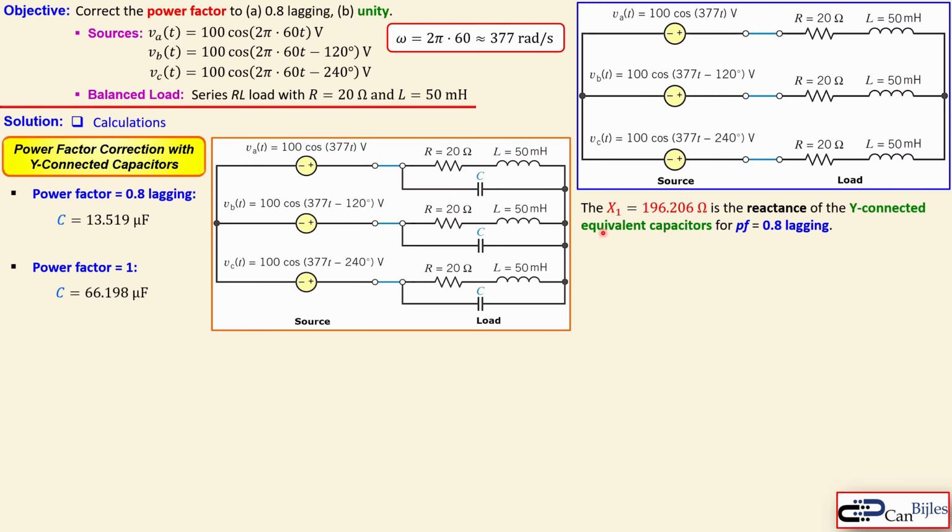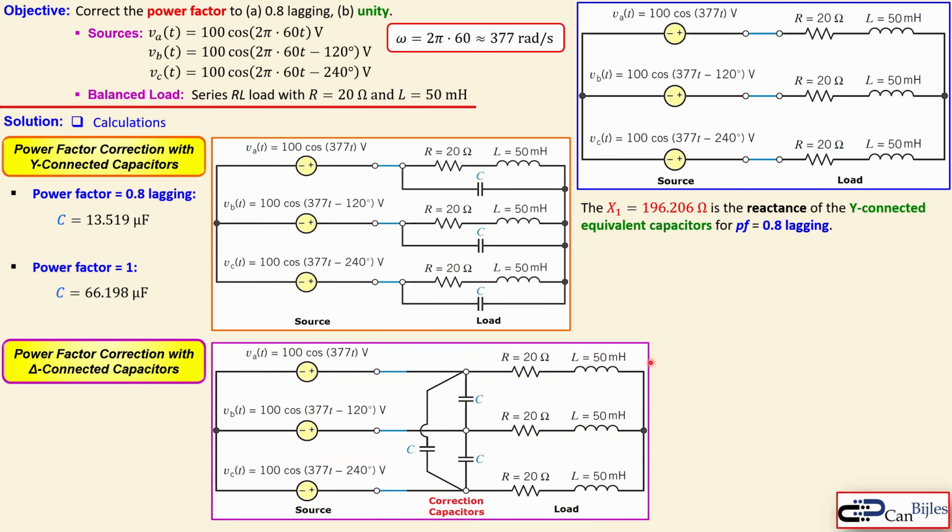So this X1 that we have calculated for this specific 0.8 lagging power factor is the reactance of the Y-connected equivalent capacitors. Why is it Y-connected? You can see here these three capacitors are in the Y connection, as we have it also for our loads. So in order to go to another configuration, which is called delta, we can also make this configuration. So we can place the capacitors between the loads here. And again, another capacitor like so. This is another option.